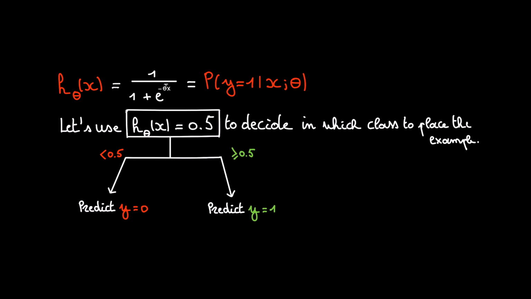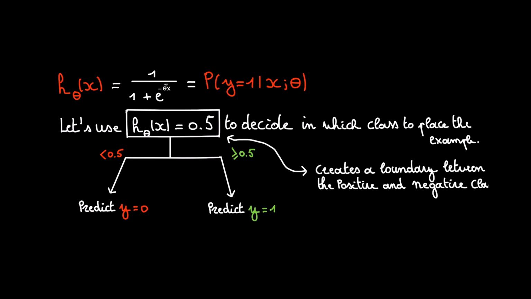So this point, h equal to 0.5, helps us decide in which class we can place the example. It's as if this point creates a boundary between the positive and the negative class. And indeed, if we plot h equal to 0.5, we get a line separating both cases. That's why we call this the decision boundary.